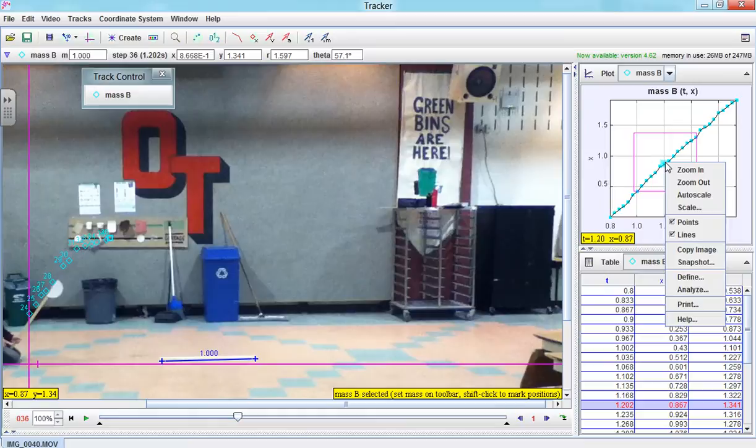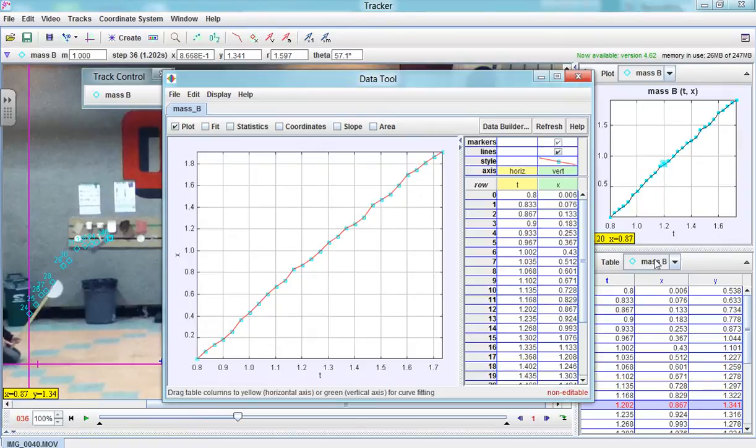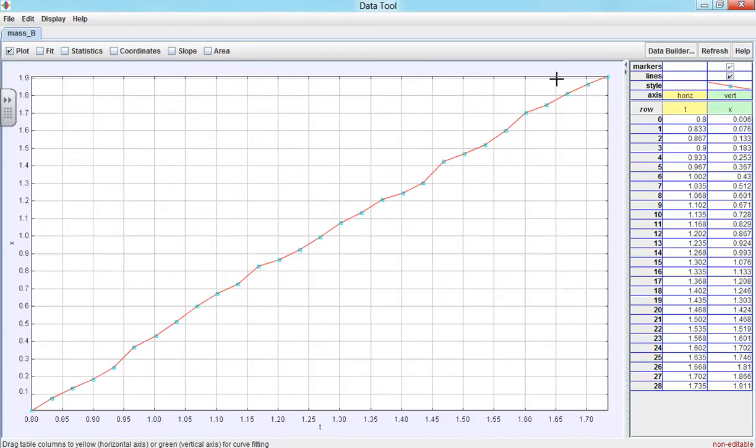We're going to right-click. When we right-click, we're going to see something that says Analyze. We're going to click on Analyze. From here, this brings up our data full screen. Now there's a couple things that we can do here. We've got our data right here.